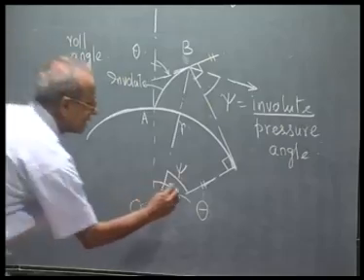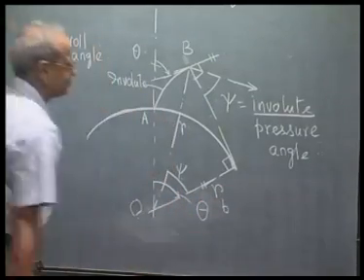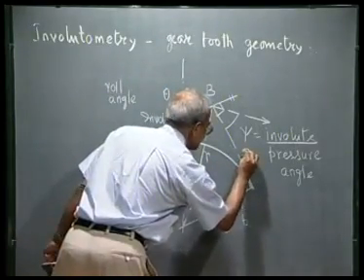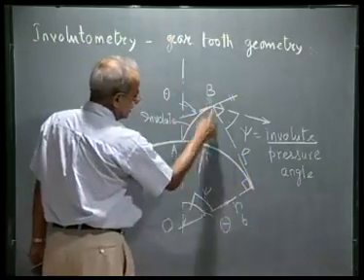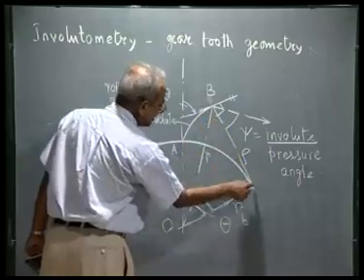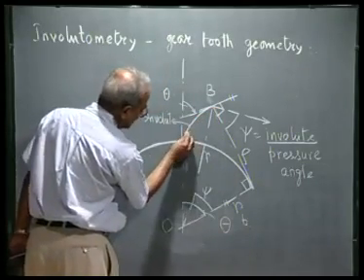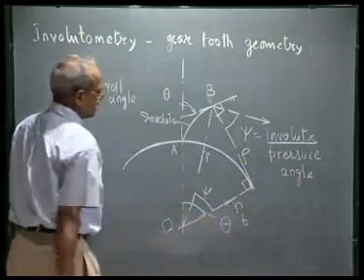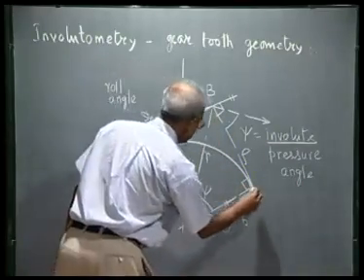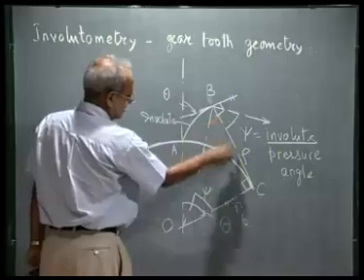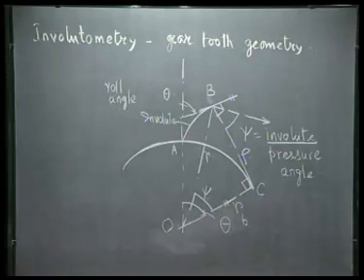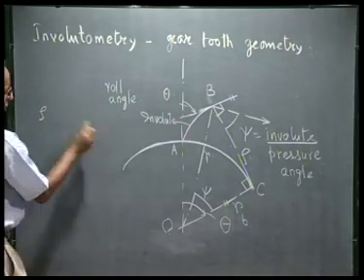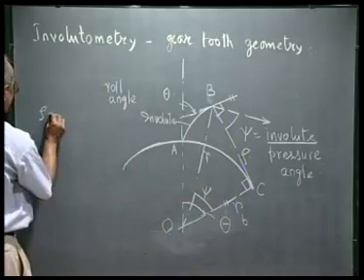So, let us say the base circle radius is RB. The string length is the radius of curvature of the involute at this point B. If this is the involute, at every instant the radius of curvature is nothing but the string length which has been unwound from the base circle. So, rho is, if I call this point C, then BC is the radius of curvature rho. So, what we see, rho is given as the square root of R squared minus RB squared.